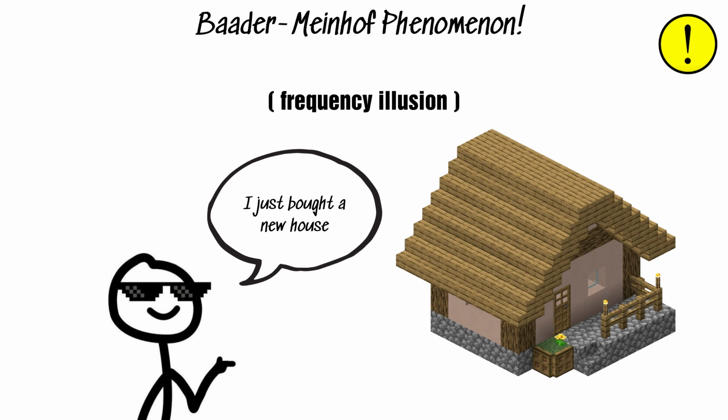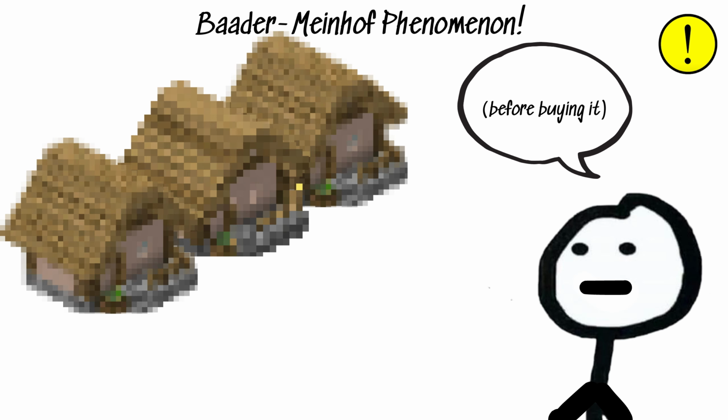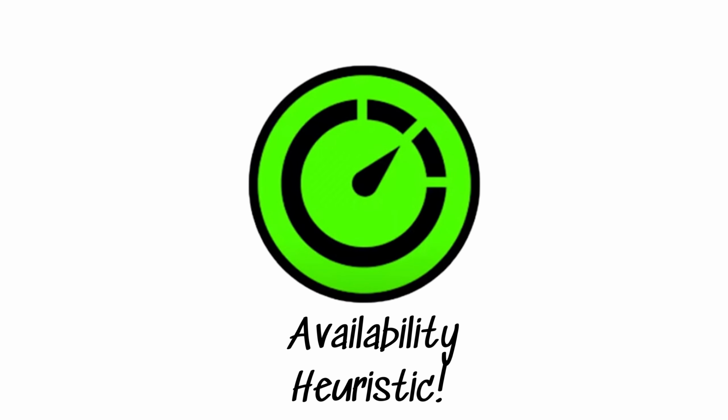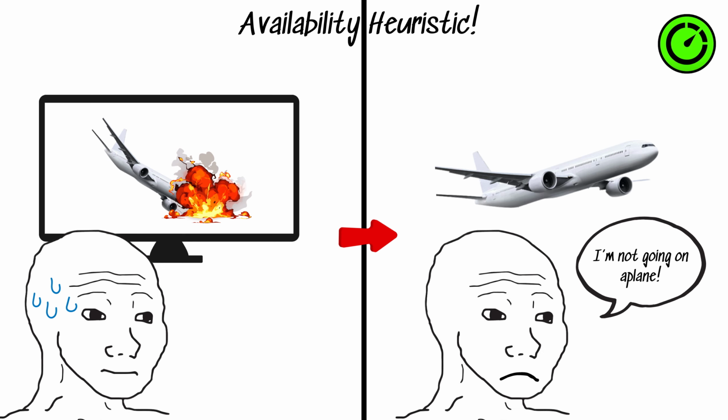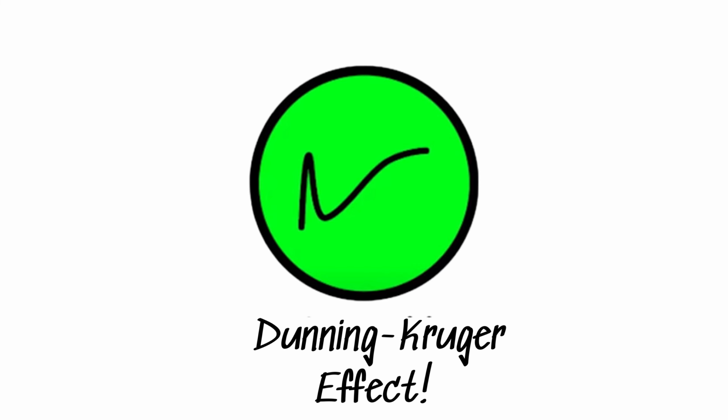Baader-Meinhof phenomenon. The phenomenon known as the frequency illusion occurs when something that has recently captured attention seems to appear more frequently shortly afterward due to heightened awareness. Availability heuristic. Overestimating the probability of events due to their ease of recall is influenced by factors like recency, emotional impact, or uniqueness. Dunning-Kruger effect.